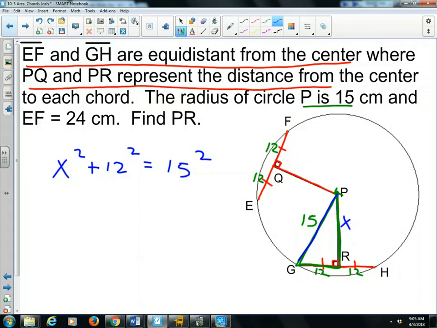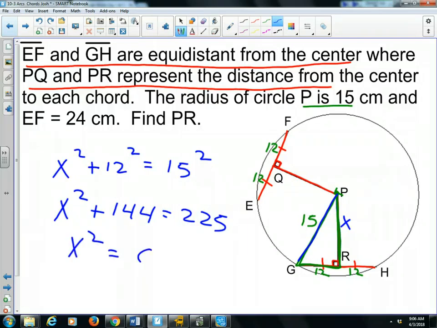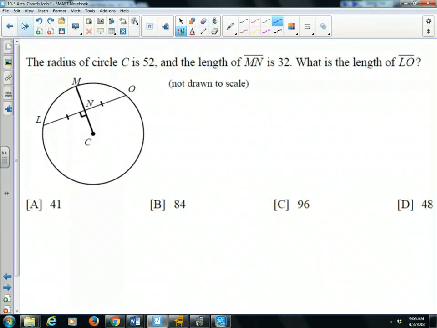So we strategically put the radius in there in such a way that it helps us solve for our missing segment PR, which is our variable x. Here we go. X squared plus 144 equals 225. I subtract 144 from both sides. X squared equals 81. Square root both sides. X equals 9. So our segment PR is 9 units long. Fun stuff, isn't it, everybody? All right, last one for the day.